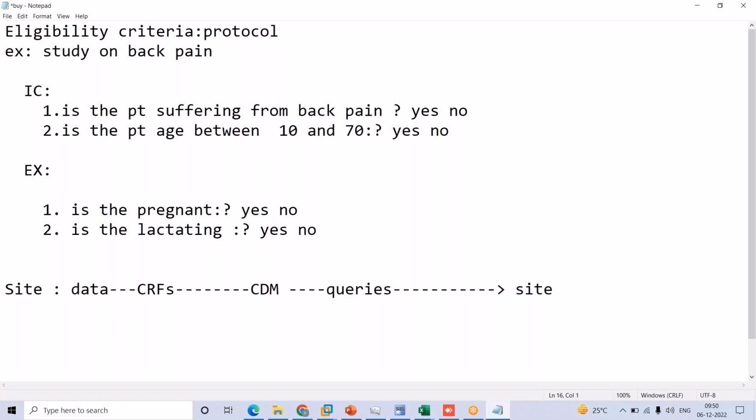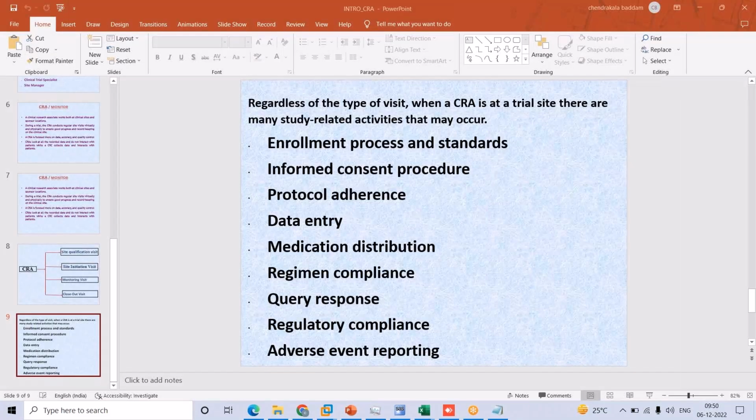So this is the data process. Ultimately, your data will be captured into CDM databases. When they are managing data, they generate a query. That query will be communicated to the site. The site has to answer the query. Whether the site answers the query promptly will be checked by the CRA. So they will check query response.